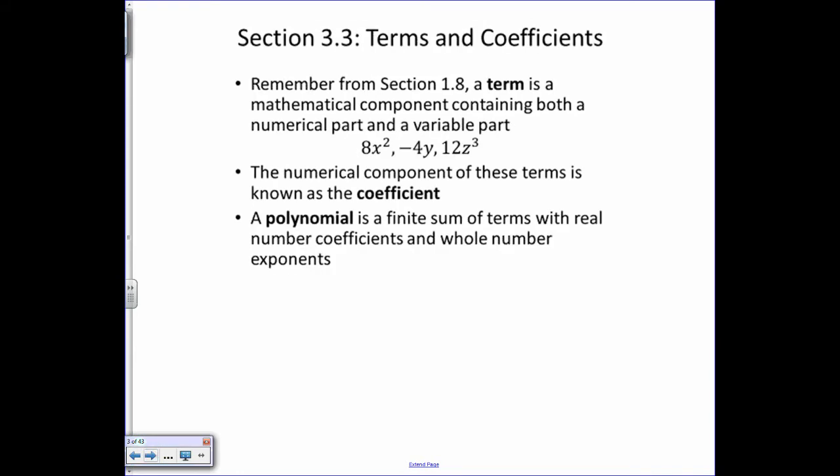So remember from section 1.8, a term is just a mathematical component that contains a numerical part and a variable part. We've just got some examples of terms here: 8x squared, minus 4y, 12z cubed. In these terms, the numerical component is known as the coefficient. So the coefficient of 8x squared would be 8. For negative 4y, the coefficient would be negative 4. And for 12z cubed, the coefficient would just be 12. So what we call a polynomial is just a finite sum of terms with real number coefficients and whole number exponents.